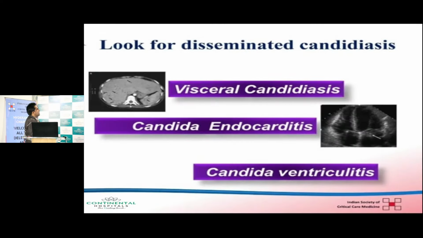Visceral candidiasis can spread to the liver and spleen. Whenever there is persistent blood culture positivity, we always have to suspect Candida endocarditis, and often we need a transfusion report for this. And when a patient has an intravenous catheter, we need to rule out Candida endocarditis.